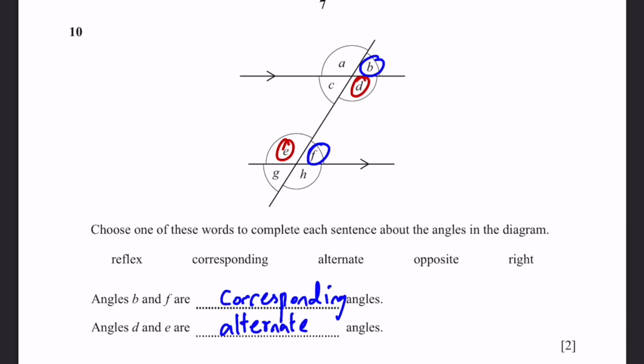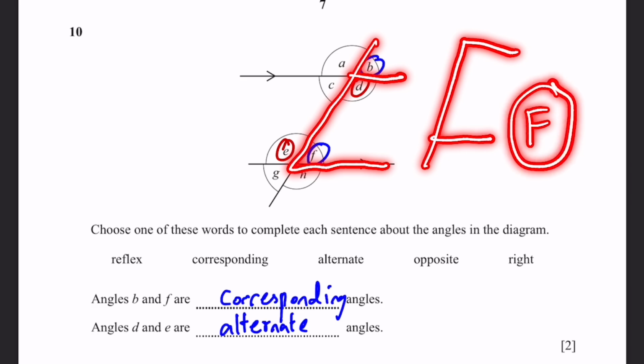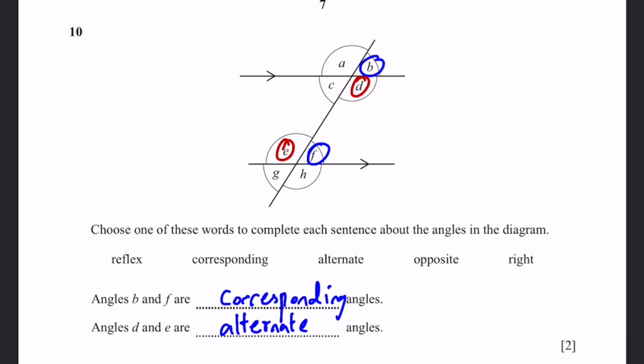You might ask, is there a better way to remember? Well, these lines over here, if you actually turn it around, it looks somewhat like this, and that looks somewhat like an F. So remember, corresponding angles make an F, or an F-like shape. It can be inverted or rotated as well, but it can still have an F shape.